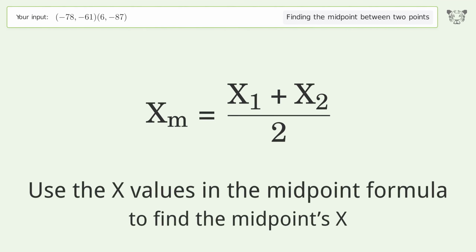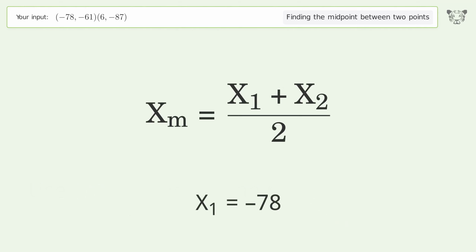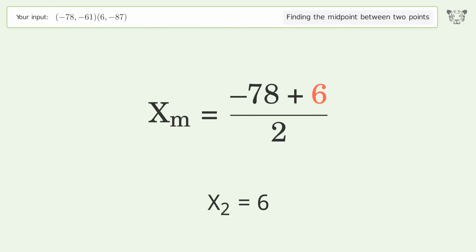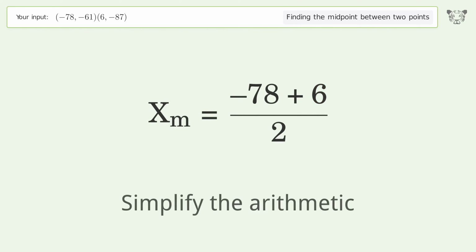Use the x values in the midpoint formula to find the midpoint's x. x1 equals -78. x2 equals 6. Simplify the arithmetic.